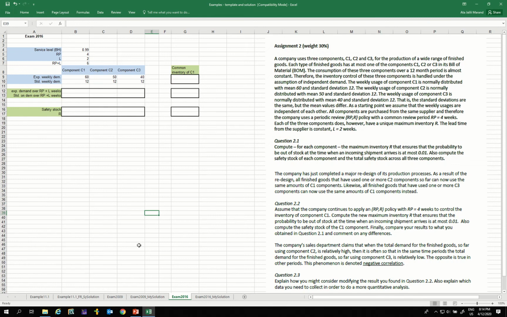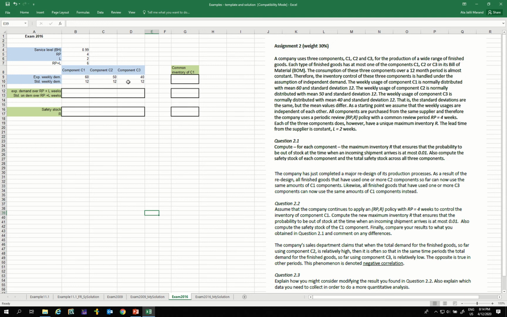Here we have an exam assignment from 2016. It is about a company that uses three components, C1, C2 and C3 for its productions. We have the average weekly demand and also the standard deviation of weekly demand for each component. And we know that the demand for these components are independent from each other.